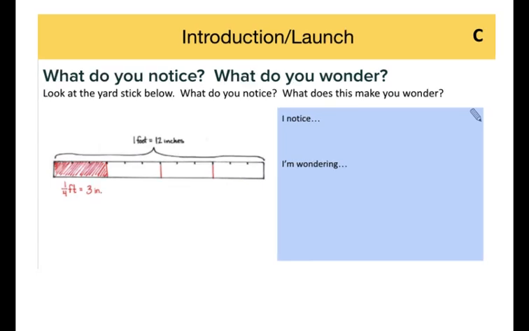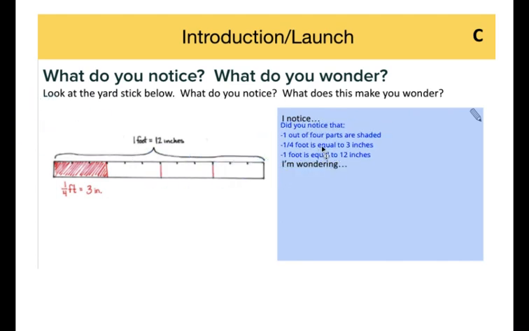Here it says, look at the yardstick below. What do you notice? What does this make you think? Now this is a portion of a yardstick, so it's only 1 foot. Go ahead and jot down what you're noticing and what you're wondering. When you're ready, you could go ahead and unpause.